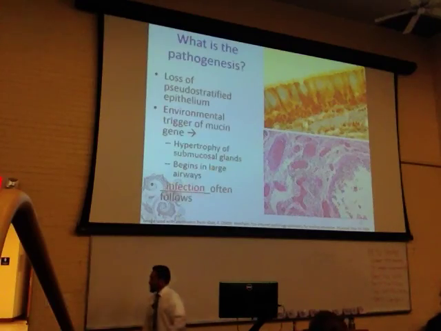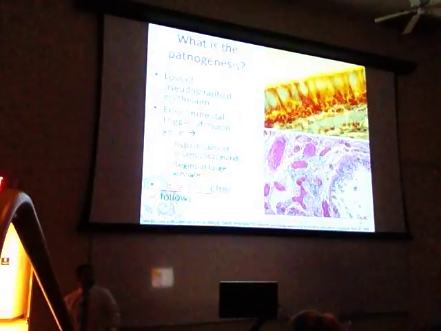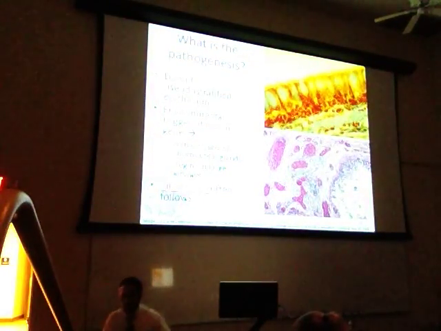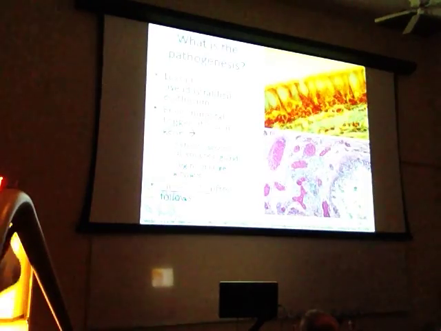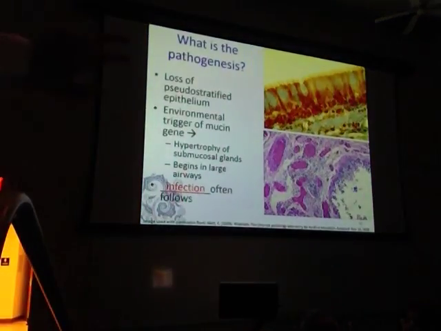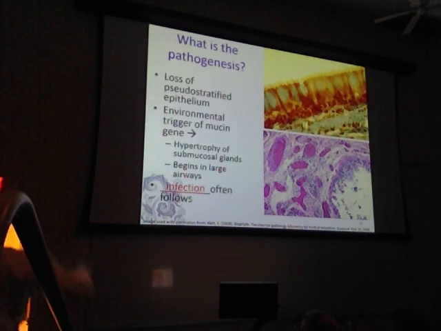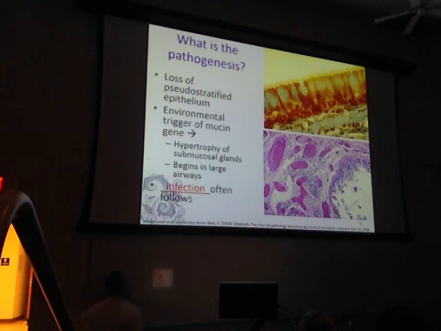So if we look histologically at what's happening, I'm going to show this slide. So what do we have up top? What is that? Pseudostratified what? Ciliated columnar epithelium. Right? That's the normal epithelium that lines the respiratory tree.